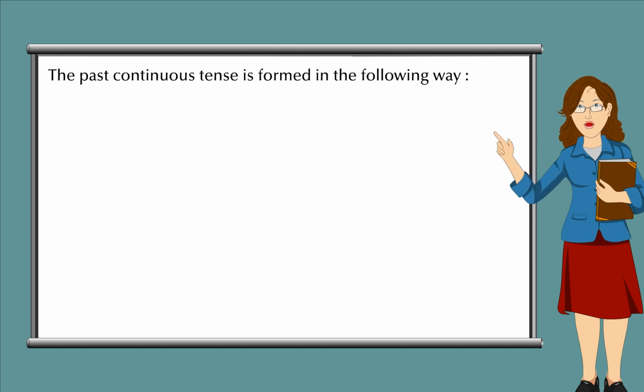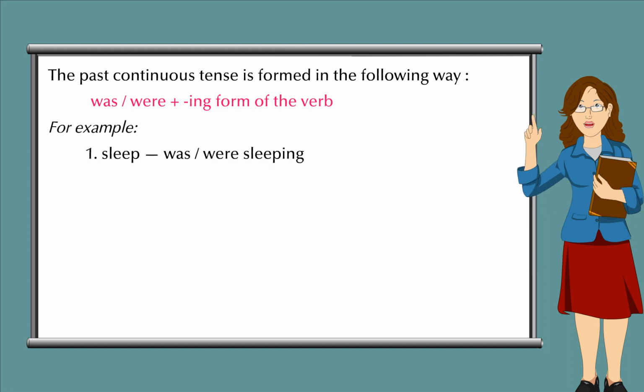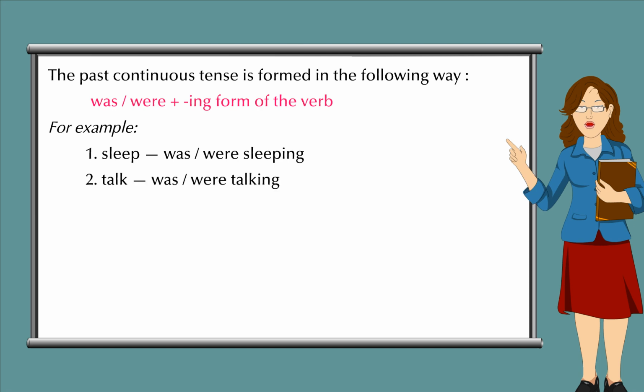The past continuous tense is formed in the following way. Was or were plus ing form of the verb. For example, number 1. Sleep. Was, were sleeping. 2. Talk. Was, were talking.